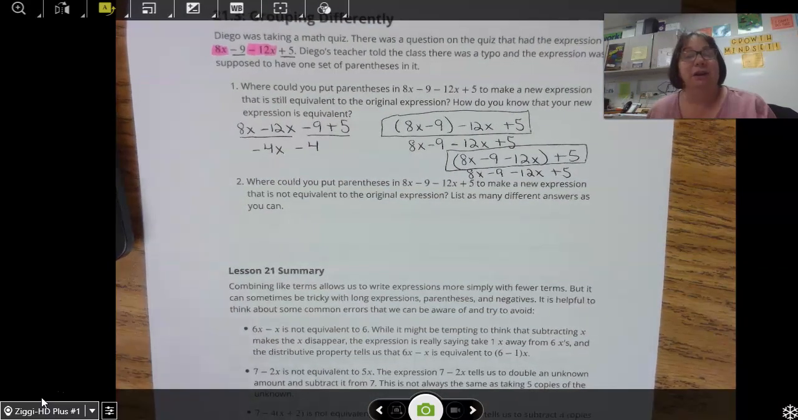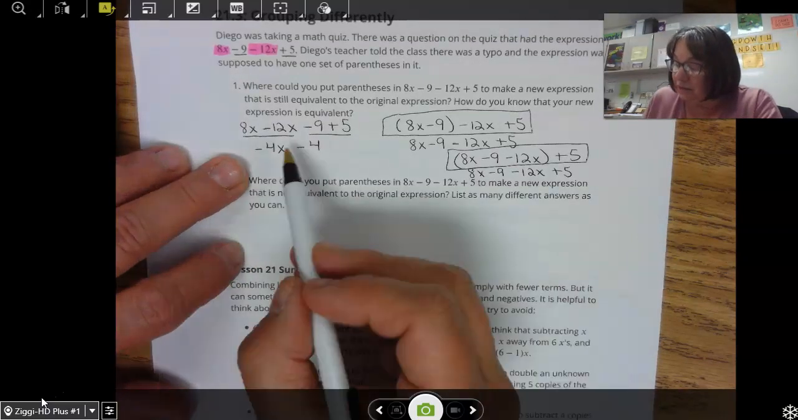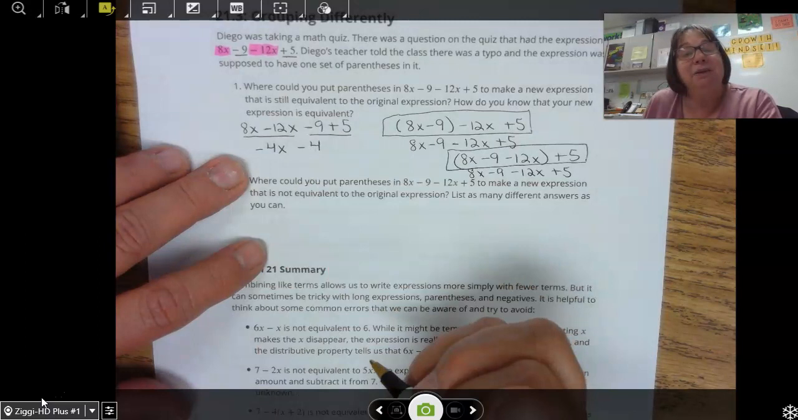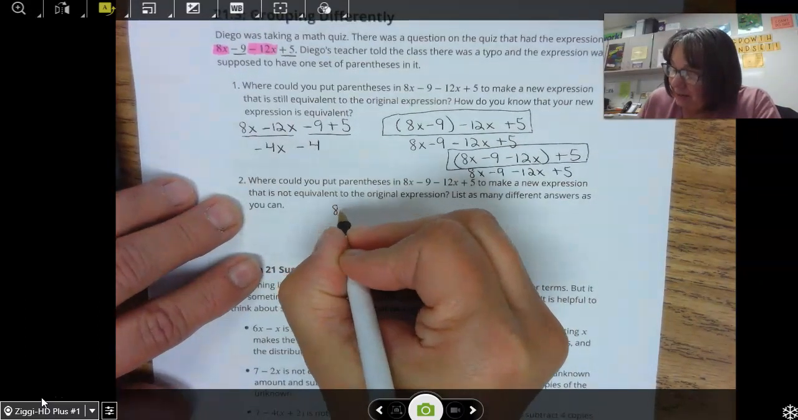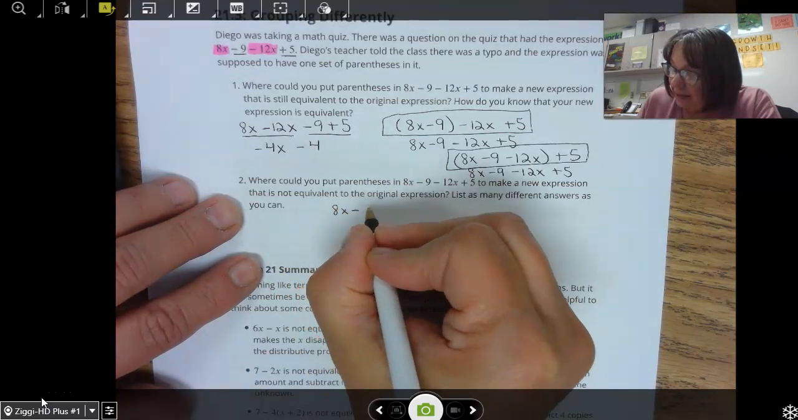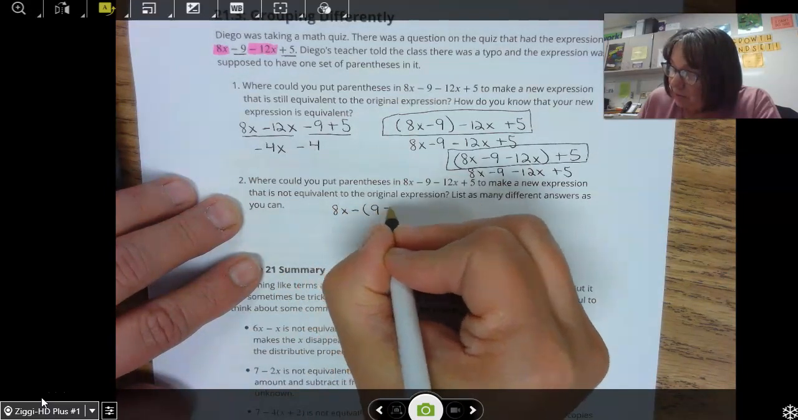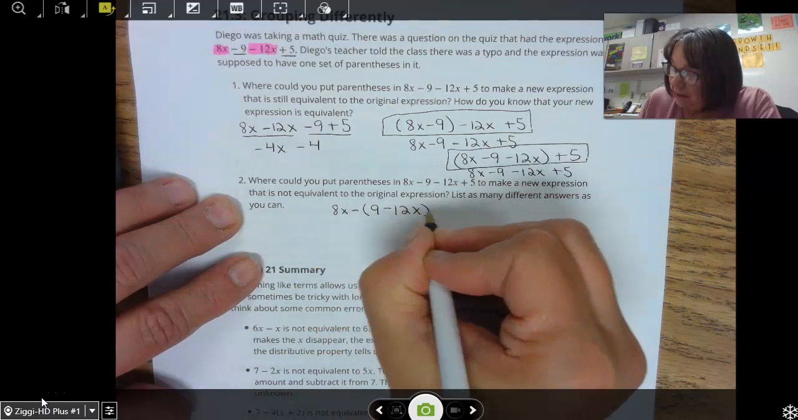Okay, so these are 2 different ways you could have written that expression with parentheses that did not change the expression. But now where could I put the parentheses for number 2 to make a new expression that's not equivalent to the original? So remember, our original is negative 4x minus 4. So let's put those parentheses in a different spot. If I do 8x minus, and then put my parentheses, 9 minus 12x plus 5.